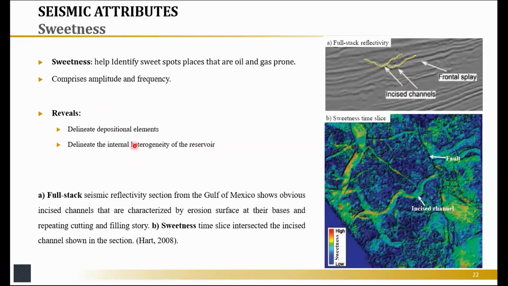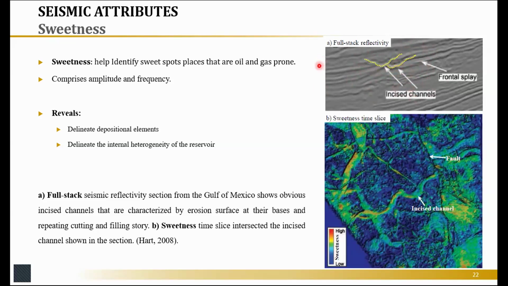As you can see from that example, we have this seismic section having an incised valley. Unfortunately, I don't have this seismic section uninterpreted. If you try to imagine, sometimes you miss making this interpretation for the incised channels. So these incised channels are now interpreted, and you have the frontal splay.